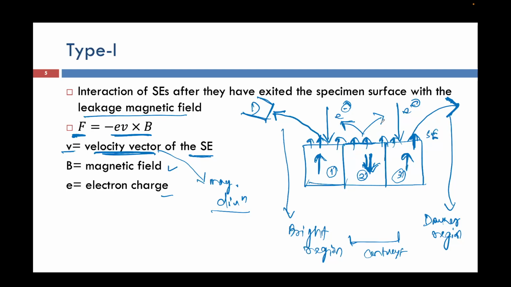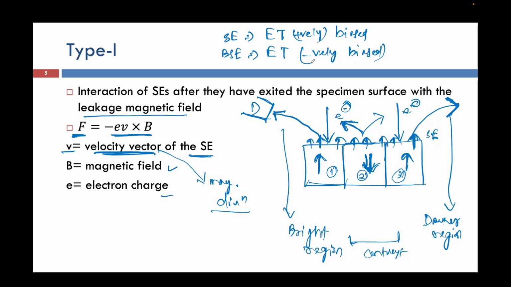And always remember, since I am talking about secondary electrons, my detector should be the Everhart-Thornley detector, which is positively biased. When I am talking about the BSE detector, the backscatter detector, in that case I can use the same ET detector, which will be negatively biased. The ET detector is not only used for secondary electrons, it is also used to collect backscattered electrons as well. Okay, so this is the type 1 magnetic contrast.